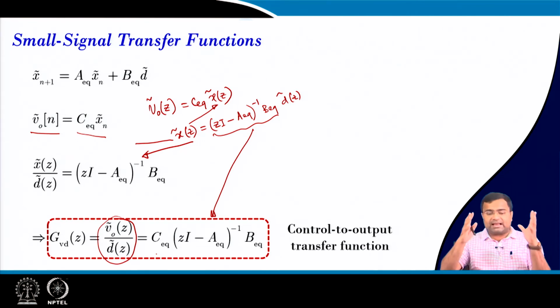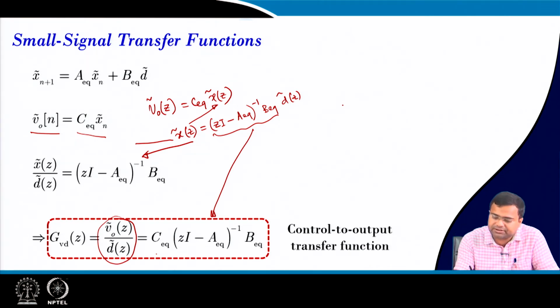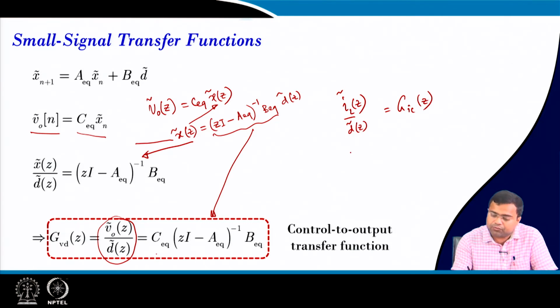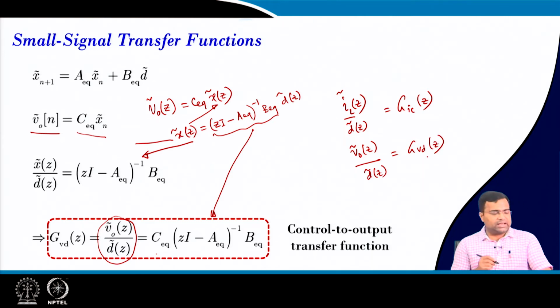Now, we have derived the control to current transfer function, that means the IL to d transfer function in the Z domain, and this we call GIC(z), control to current. We have also derived the control to output transfer function, and this we call GVD(z), right.